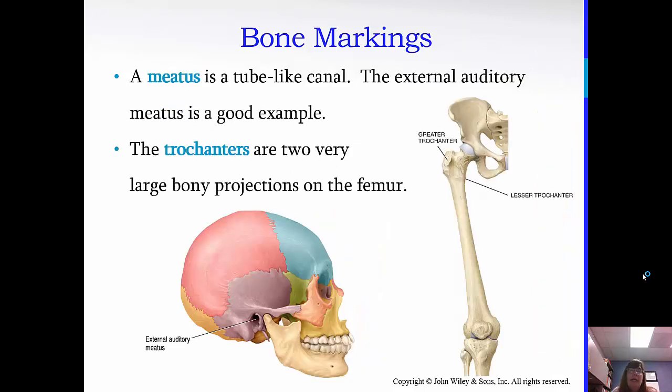A meatus is a tube-like canal, so the external auditory meatus is a good example. You can see that in the skull and the temporal bone. Trochanters are two very large bony projections on the femur. So you have the greater trochanter and the lesser trochanter, and you can see on the picture the femur over there. The greater, of course, is the bigger one.